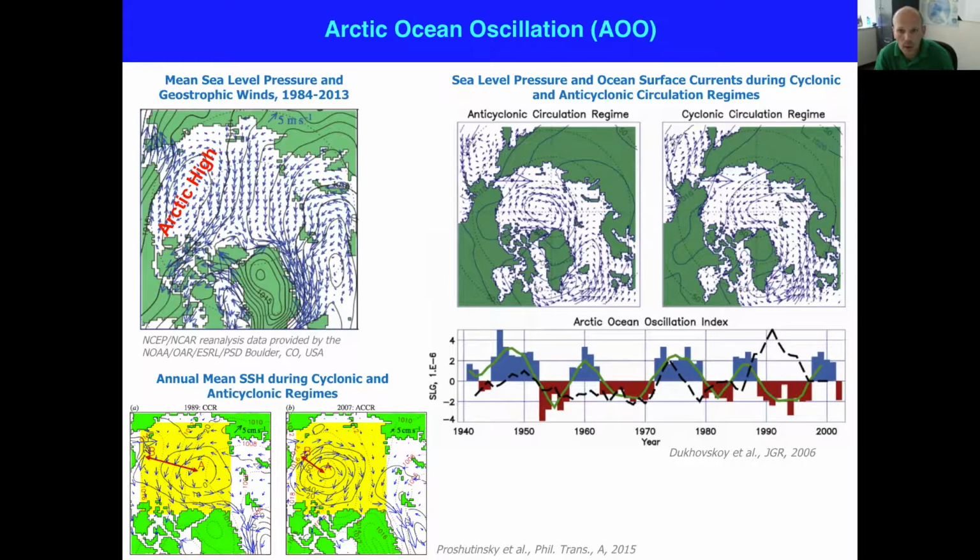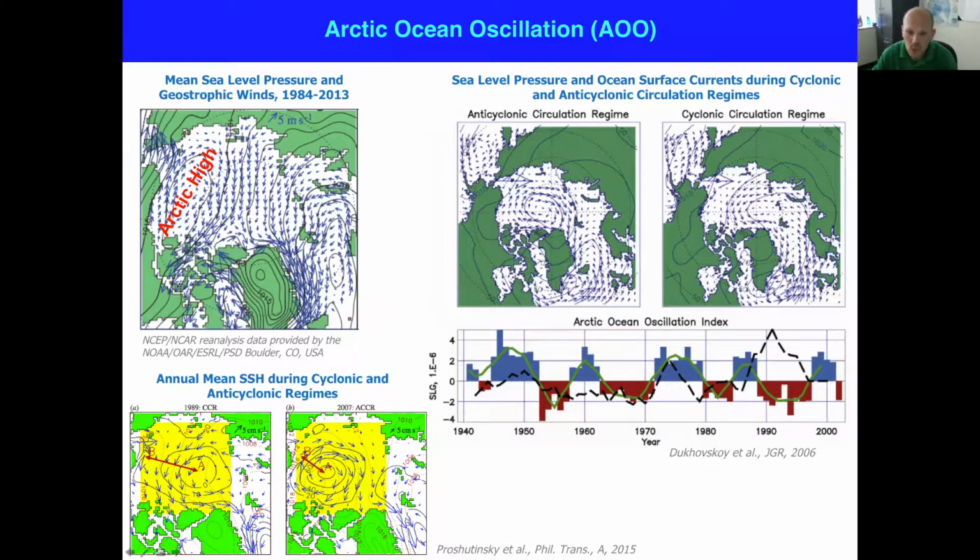The AOO, Arctic Ocean Oscillation Index, the one that I'm presenting right now, is based on the sea surface height anomaly in the Beaufort Gyre. There are two climate states in the Arctic Ocean: anticyclonic and cyclonic circulation regimes. During the anticyclonic circulation regime, when the Arctic is dominated by a strong anticyclone, the anticyclonic rotation over the surface fields is strong, which leads to the accumulation of freshwater and sea ice in the Beaufort Gyre. And the sea surface height anomaly increases. That's why it results in a higher AOO index.